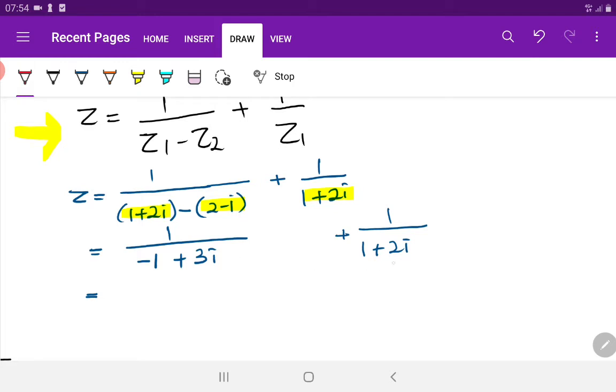Notice that the denominators are not conjugate of each other. So, we must multiply with conjugate for each fraction. First one will be negative 1 minus 3i. And the second one will be (1 minus 2i).